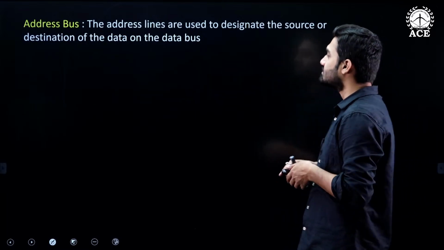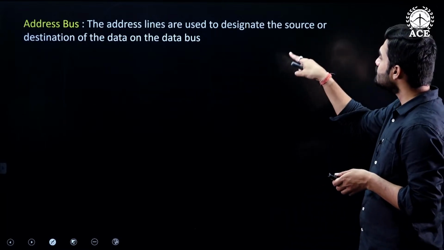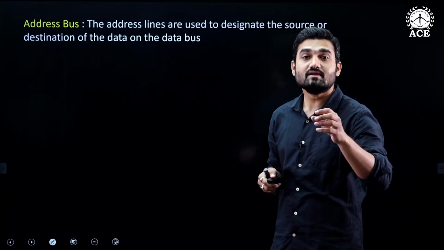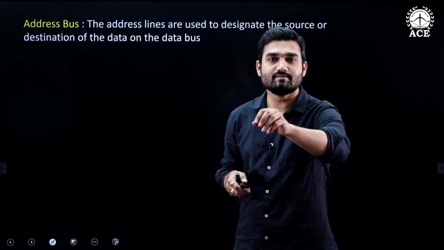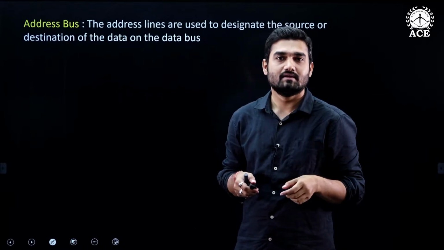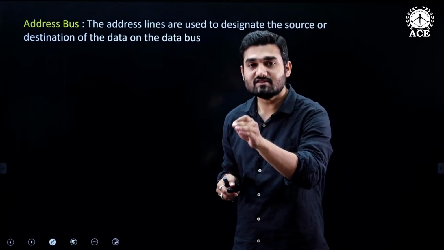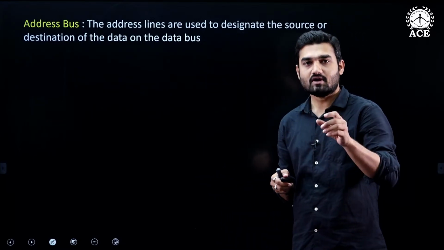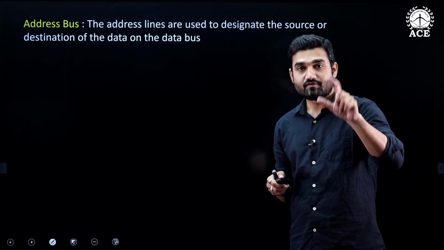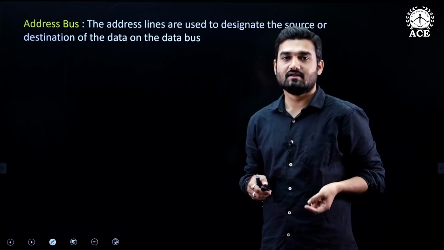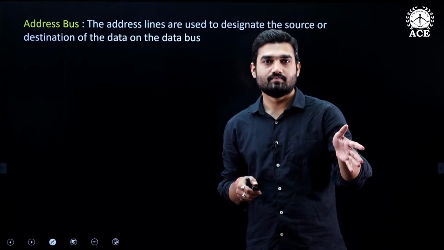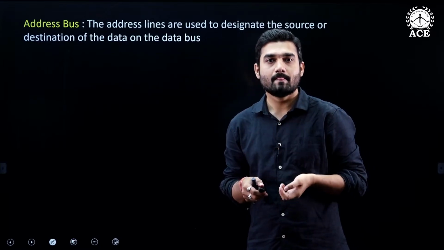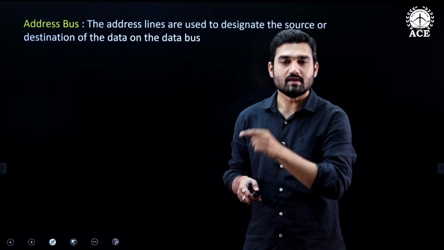So for that, address bus. The address lines are used to designate the source and destination of the data on the data bus. Where my data is present, the address line is going to tell that. I came to know about the address where my data is present via the address line. Who is providing the address? CPU. To whom? Maybe memory, maybe IO.